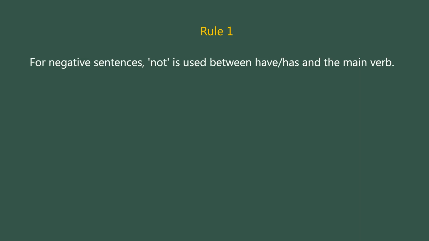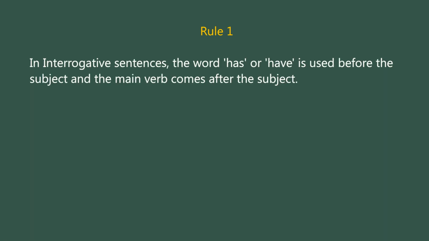For negative sentences, not is used between have or has and the main verb, like, he has not taken his gift yet. In interrogative sentences, the word has or have is used before the subject and the main verb comes after the subject, like, has Meet played a song?